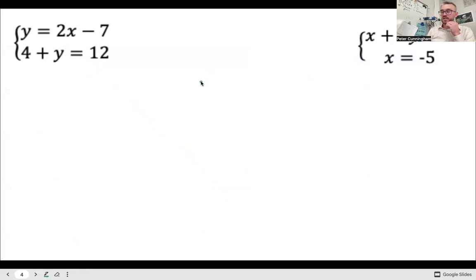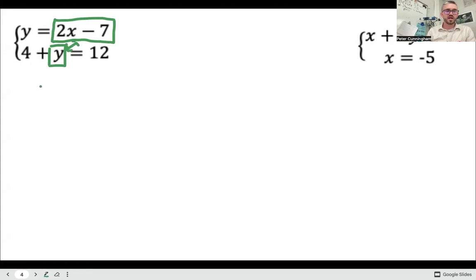All right, these are in the substitution realm, I believe, right? Now we can use all these methods, but I would recommend, if you have a variable already solved for, which y is solved for here, to use substitution. That means any place you see a y, you can put 2x plus 7.